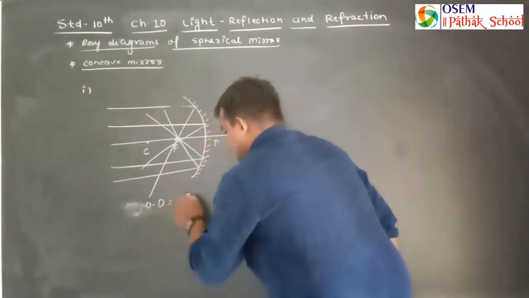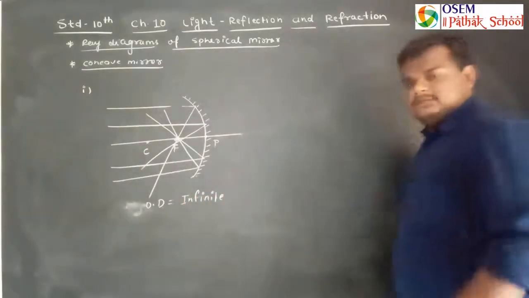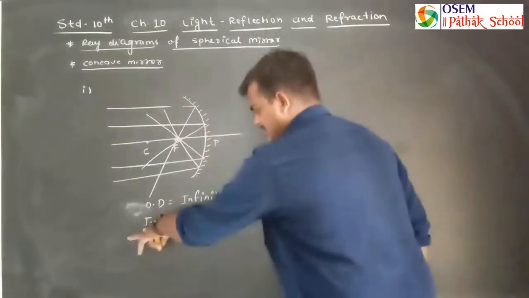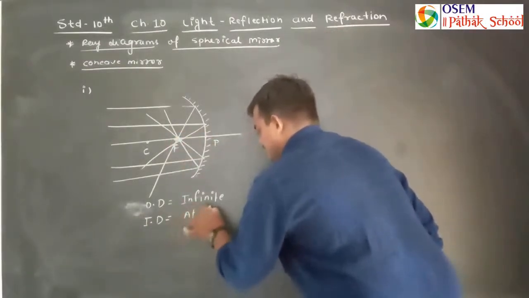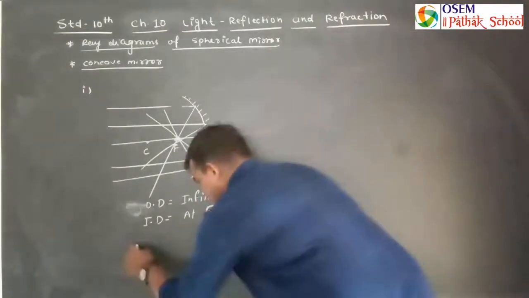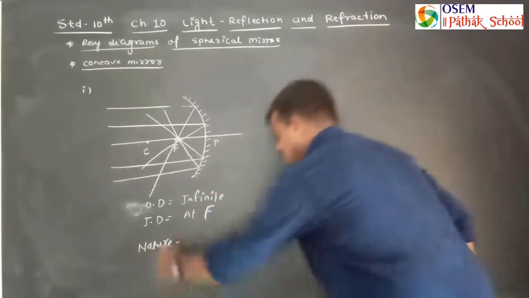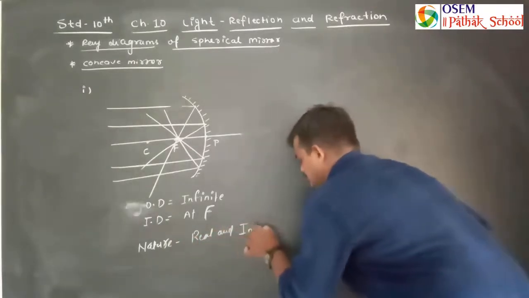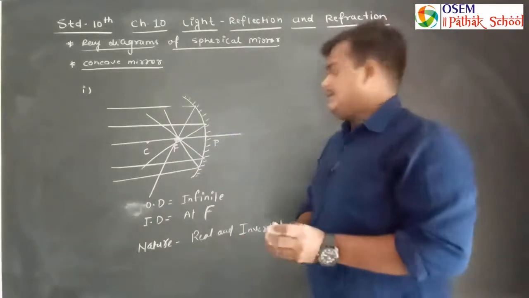For this, I am writing object distance as OD: the object distance is infinite, it is placed very far away. Image distance I am writing as ID: the image is obtained at capital F. What is the nature of the image? The nature of the image is real and inverted. The image formed at F will be real and inverted.